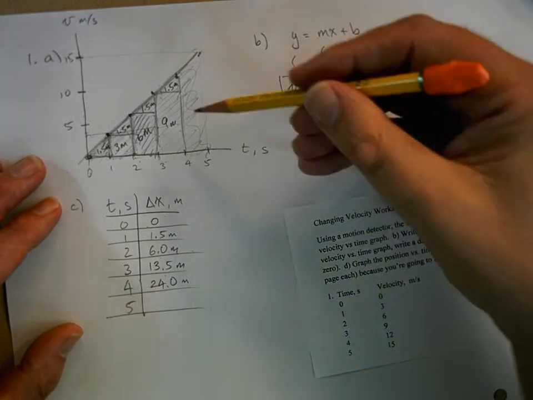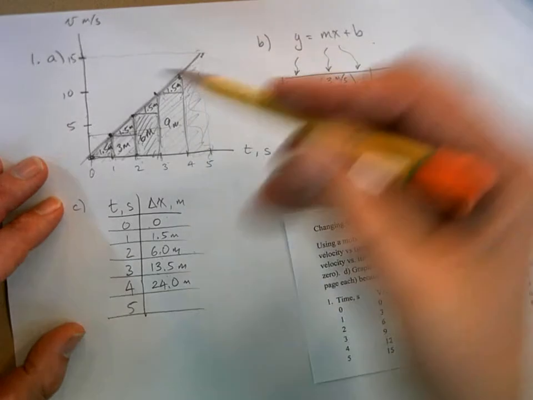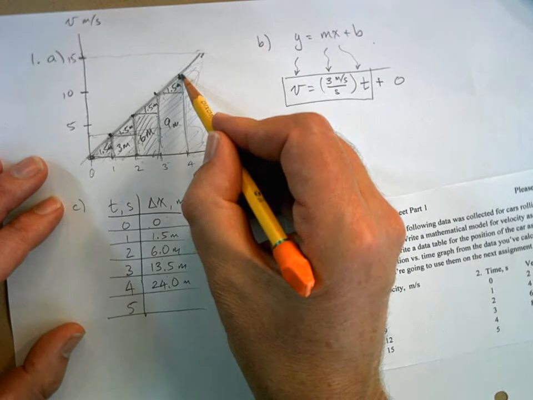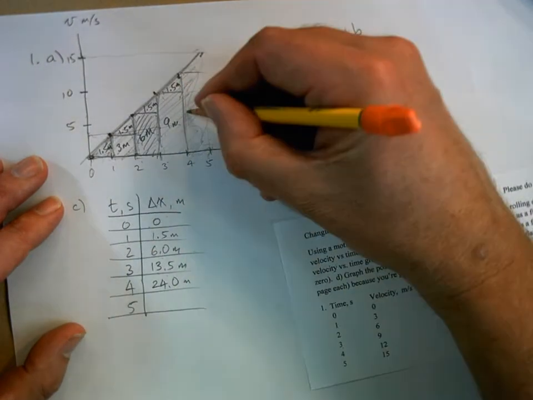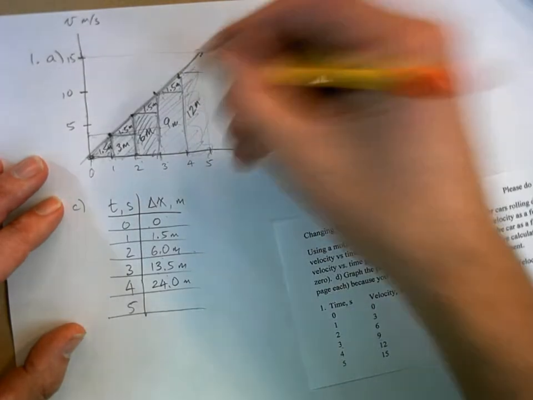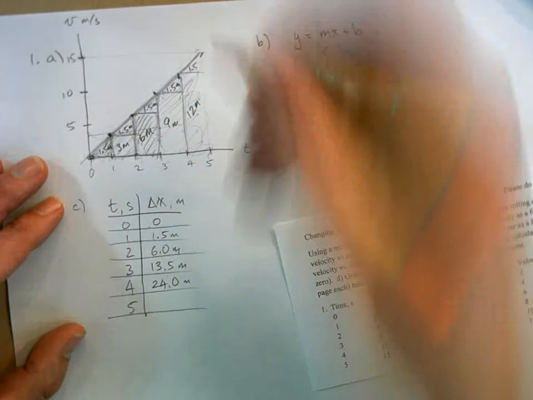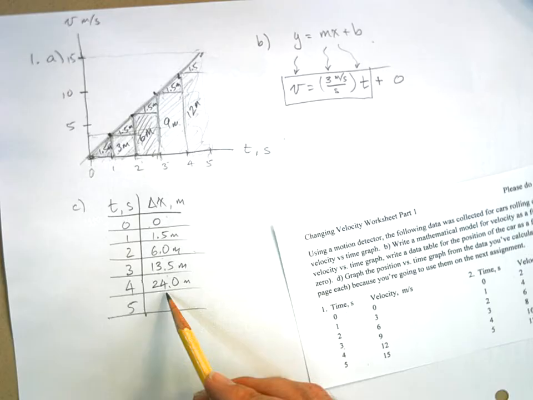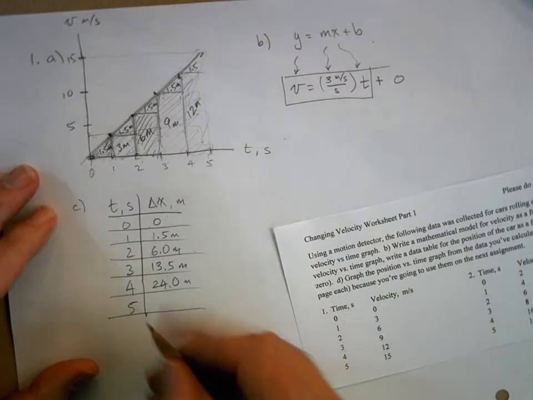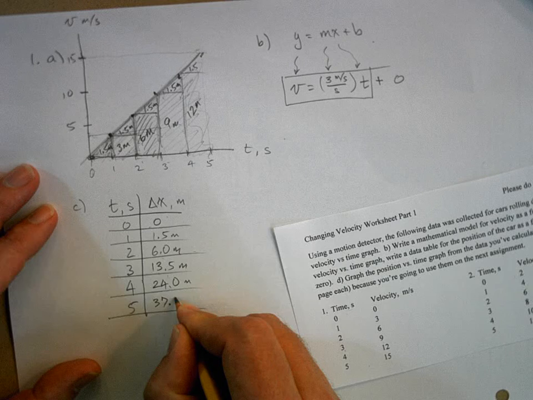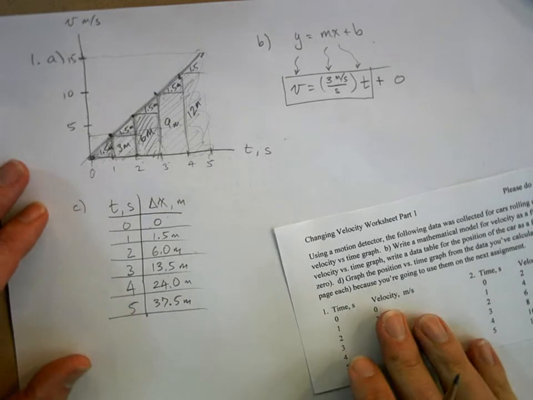And then for this last second, you start off going, what was it, 12. So this represents 12 meters, and this is 1.5 again. So 24 plus 12 is 36, and 36 plus 1.5 is 37.5. And I'm done.